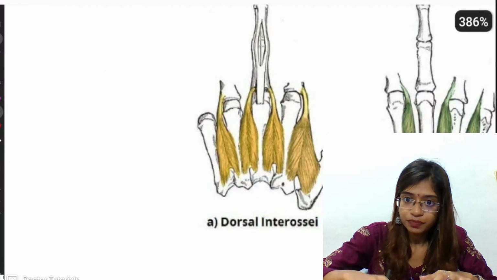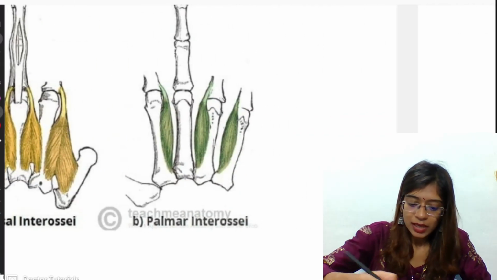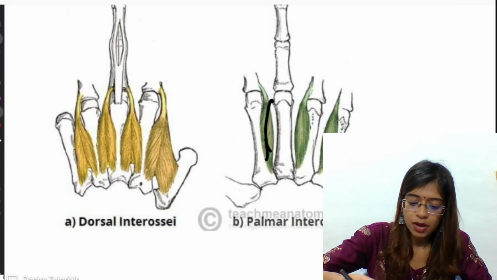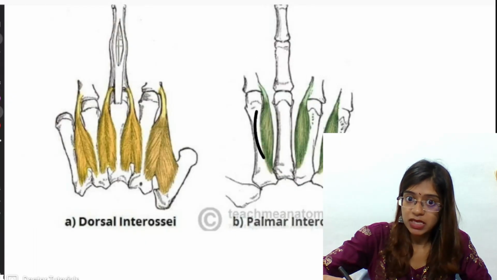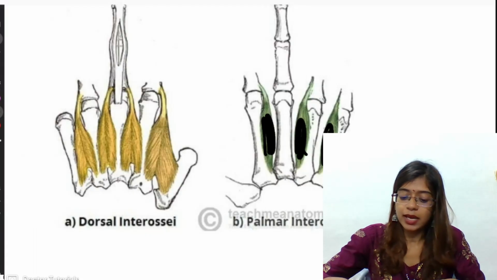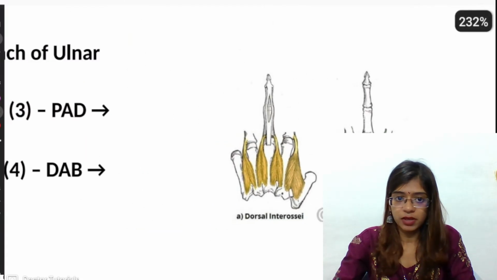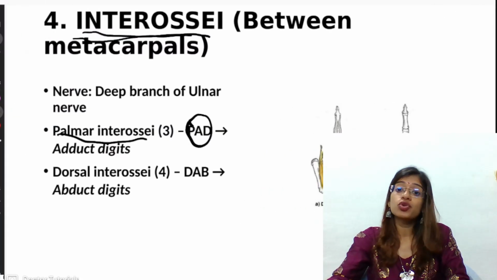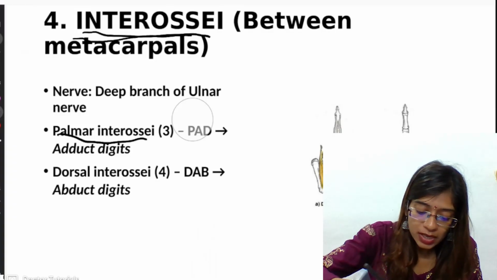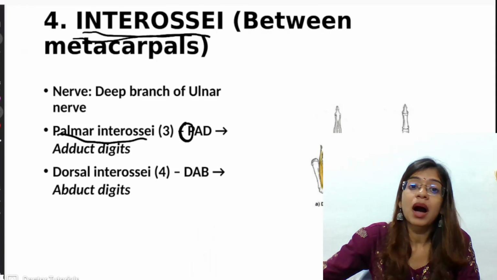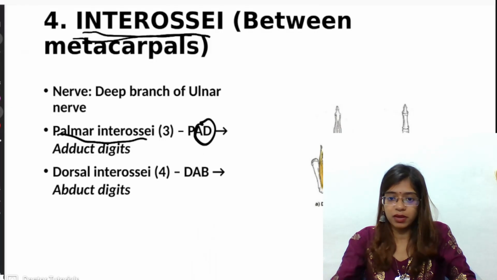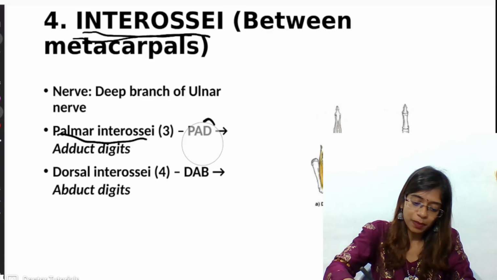Okay, look here. This is the palmar interosseous, in green color. See, these muscles are between the metacarpals. The palmar interosseous help in adduction of the fingers. This is a code that helps you to remember: PAD. P for palmar interosseous and AD for adduction of the fingers. This is a code on a pad.